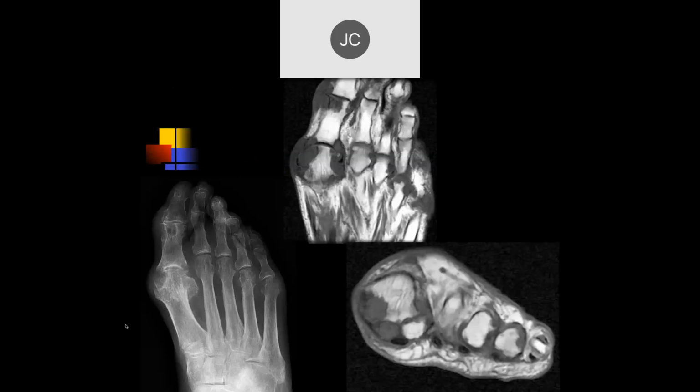Okay, diagnosis, please. Okay, some erosive change at the medial aspect of the first MTP and the IP joint as well, soft tissue thickening. I would think gout from this picture. You see all these erosive changes and soft tissue thickening.